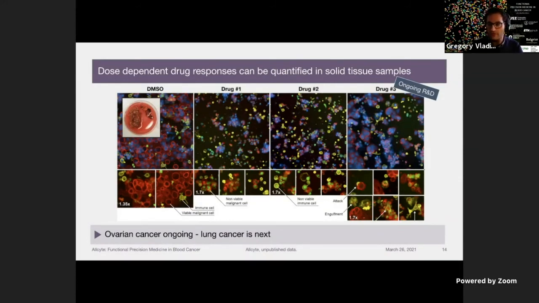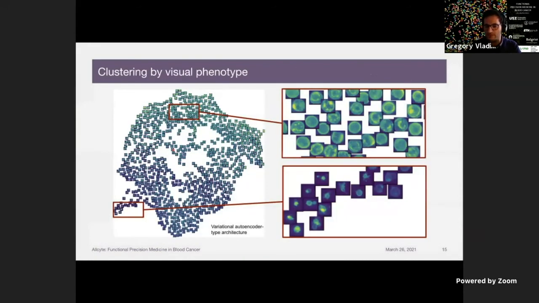So we can start to look for these, or add on orthogonal cell painting or metabolism tracking onto this, and then eventually begin to cluster these responses, not necessarily by expression of different markers, but by their visual phenotypes. And just as an example of this, here's a variational autoencoder type architecture clustering by visual phenotype: larger cells up here, smaller cells here. So it's unsupervised learning, clustering by visual phenotype, and how these may change after drug treatment. And this will be quite interesting.